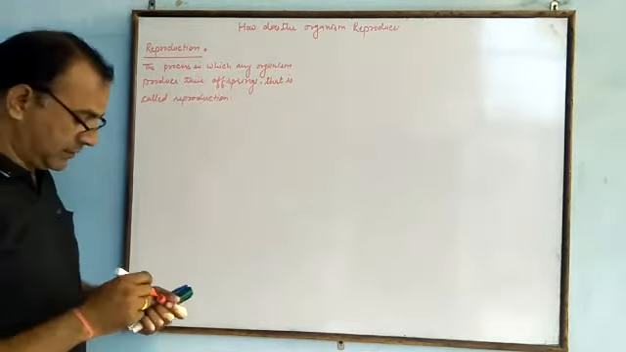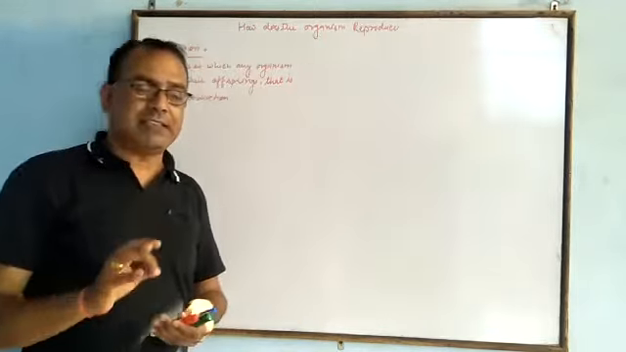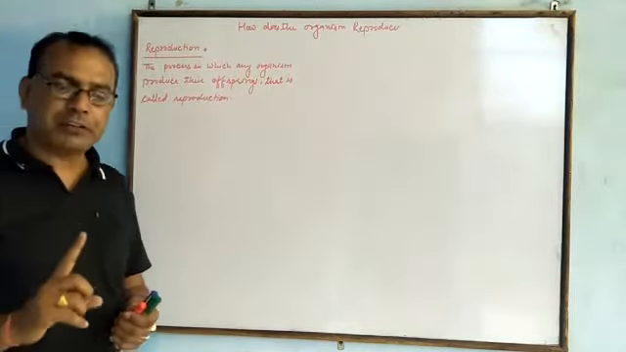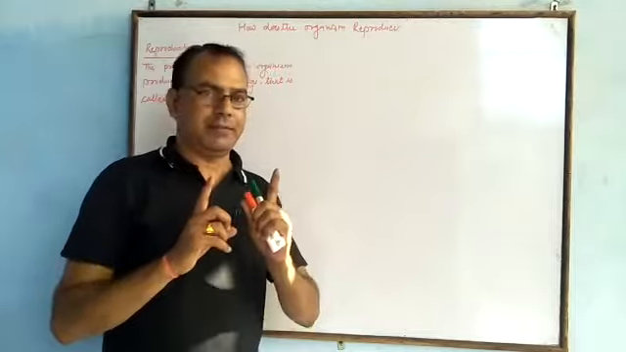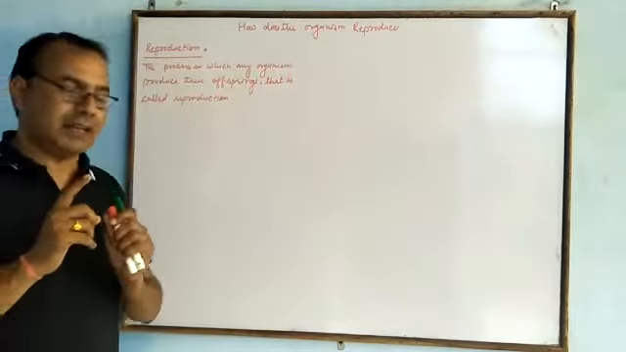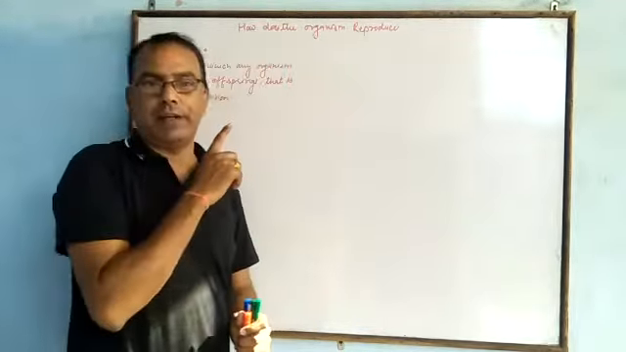Clear? Next, is reproduction essential for surviving? Reproduction is not essential for surviving, but it is essential. किस वजह से? To maintain the continuity of life.